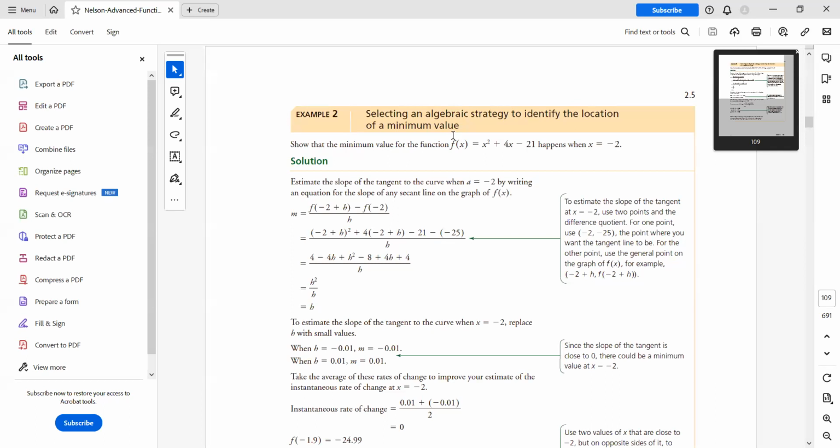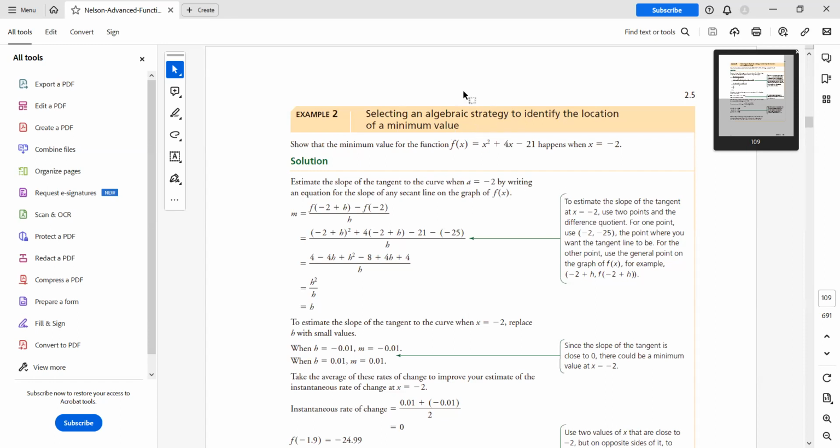So let's take a look at the next example. What it tells us is that we're going to investigate how to select an algebraic strategy to identify the location of a minimum value. Okay? So the question says, show that the minimum value for the quadratic function x squared plus 4x minus 21 happens when x equals -2.